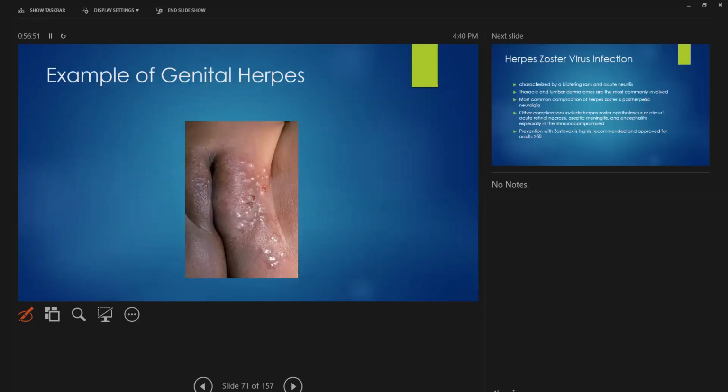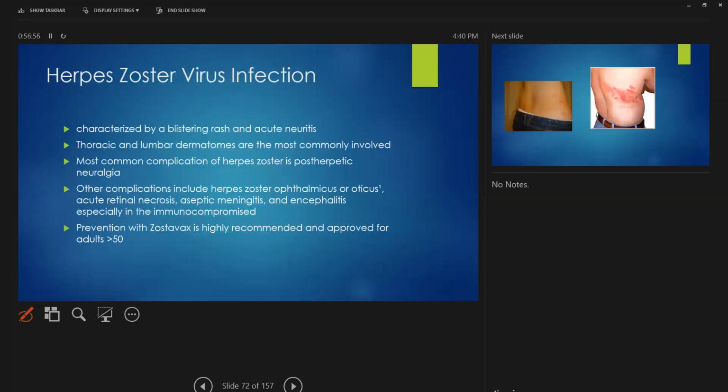So here's an example that looks very painful. Herpes zoster is a viral infection characterized by a blistering rash and acute neuritis. Sorry, I had to sneeze. So this is considered shingles, usually in the thoracolumbar dermatomes, the most commonly involved.